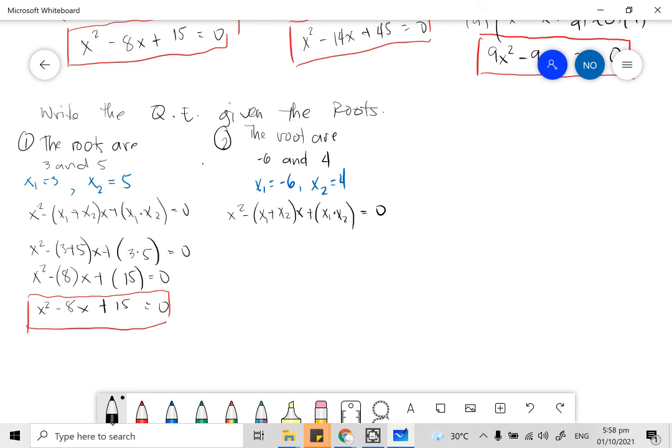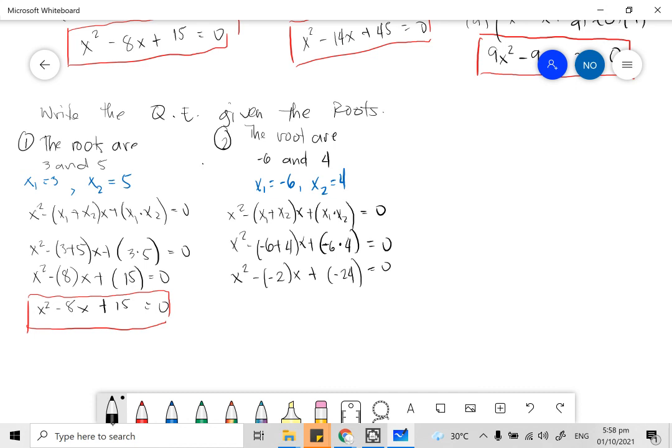Substitute natin. X squared minus x sub 1 is negative 6 plus x sub 2 is 4, and then the variable x plus quantity of x sub 1, which is negative 6 times x sub 2, which is 4, ayan, equal to 0. Now, solve natin class yung nasa loob ng mga grouping symbols. We have x raised to 2 minus negative 6 plus 4, that will be negative 2, and then x plus negative 6 times 4, that will be negative 24, equal to 0.